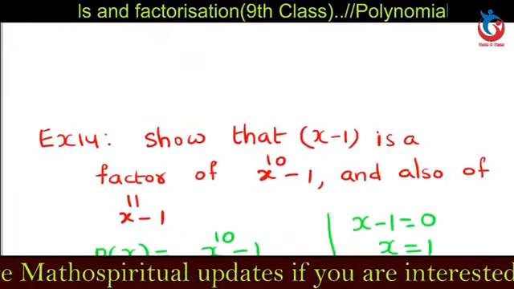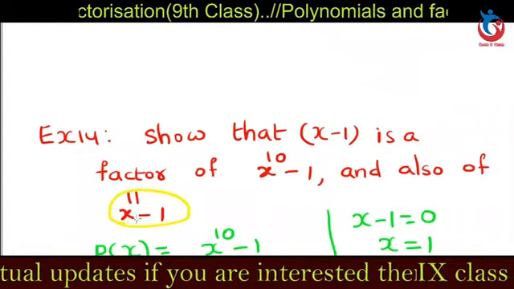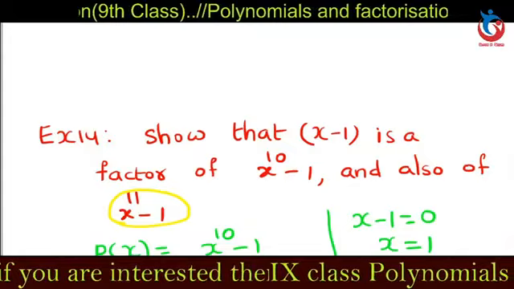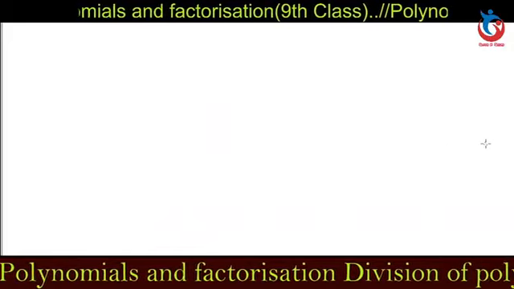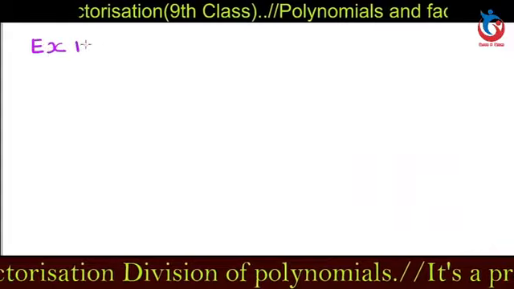And in the question the second one is also there, x power 11 minus 1. So this is also the same, 1 power 11 is 1, minus 1 is 0. So like that we can prove it. And we'll take the next example, example 15.